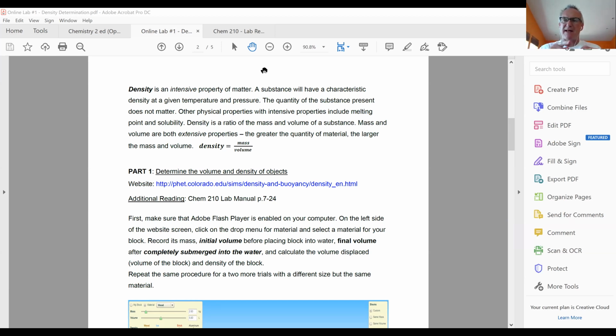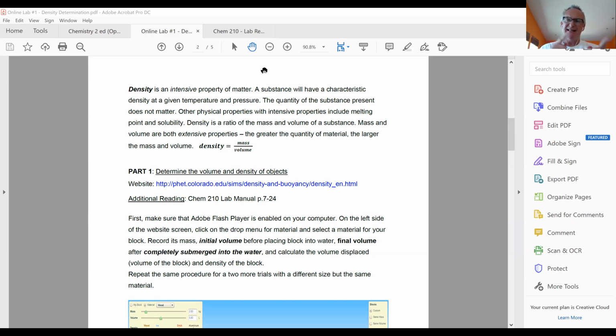What about the mass, though? Would that be intensive or extensive? Extensive. That'd be extensive, right? Because that's totally dependent on how much you have. If I have a little lump, that's going to weigh less, have less mass than a great big lump. So that is an extensive property. That changes with how much you have.